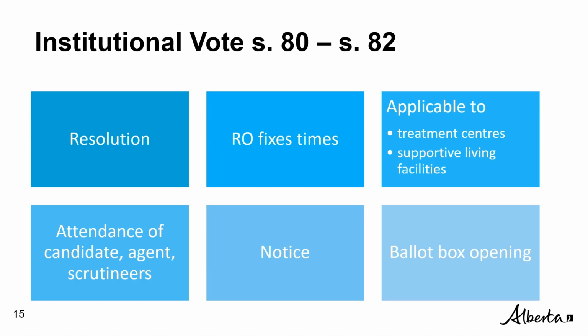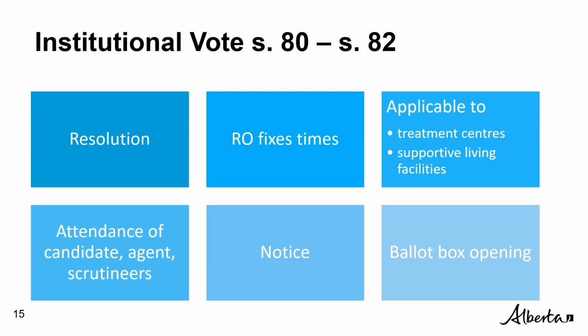Candidates, official agents, and scrutineers may only attend if the vote is conducted at a fixed location in a public area of the institution. They may not attend voting conducted in the room of a resident of the institution. Notice, again using Form 7, must be posted in a conspicuous place in the institution not fewer than 2 days before the day on which the vote is to be taken. The ballot boxes cannot be opened until the close of the voting stations on election day.